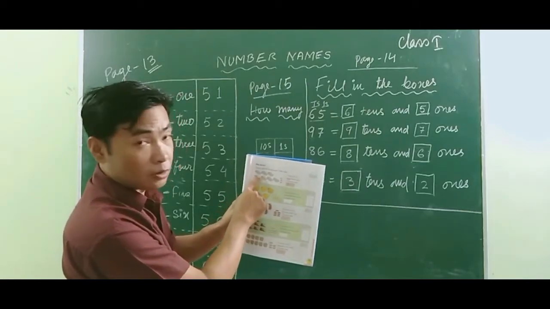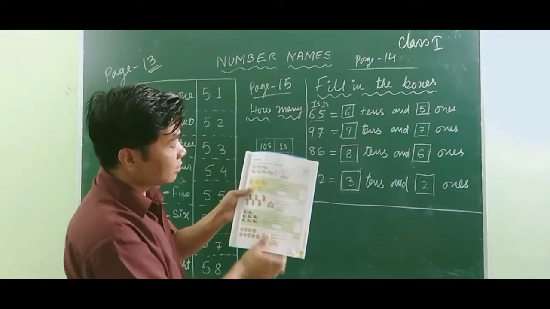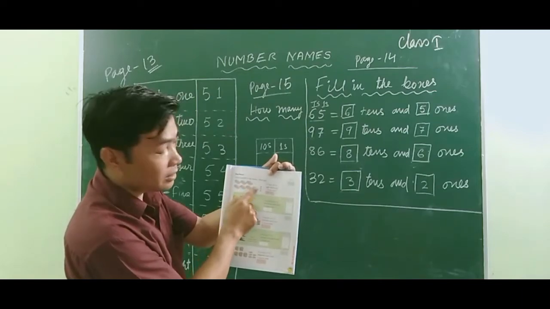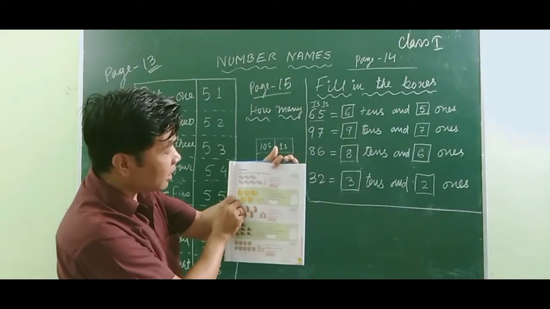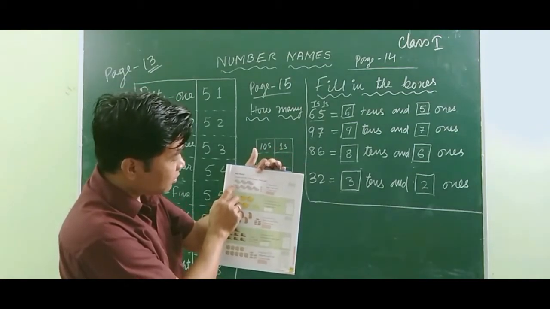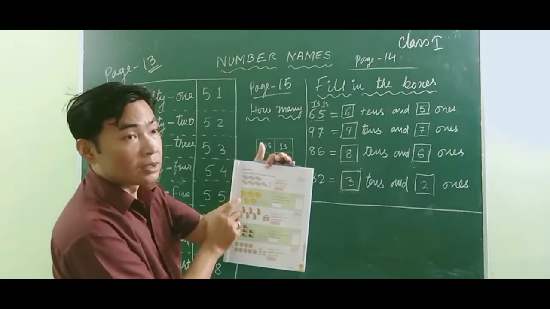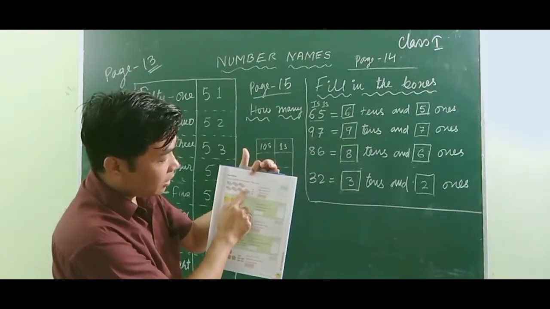Okay, let's do the first one. See the number of eggs in the trays. Here, how many trays do we have? 1, 2, 3, 4, 5, 6, 7. We have 7 trays. And in each tray, how many eggs are there? 1, 2, 3, 4, 5, 6, 7, 8, 9, 10. So we have 10 eggs in one tray. So how many trays do we have? 7 trays.